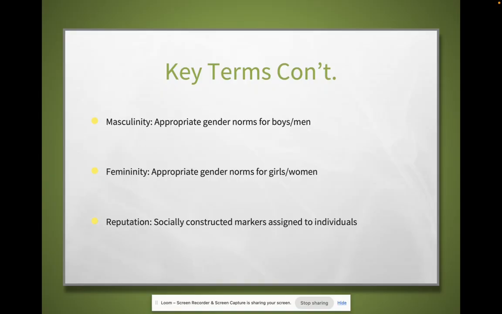Reputation was another thing I was interested in asking folks about. This is simply the socially constructed markers assigned to individuals. So social construct, that should sound familiar to you. And another thing I want to point out on this slide is, most people talk about masculinity and femininity and use that term at least at some point in conversation. And we all sort of have a basic understanding of what these things mean.